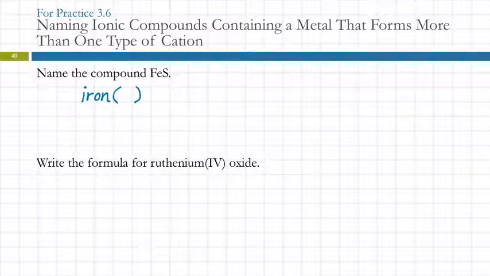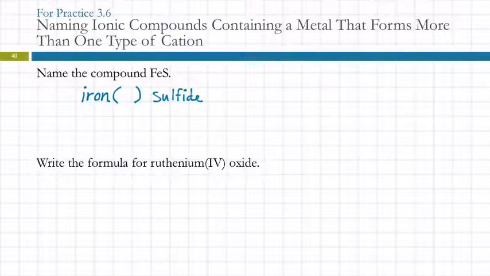Because in his family, there's more than one named iron. And so we need the Roman numeral to tell us, are we talking about the dad or the son, the grandpa? Who is this? How do we name the ion that sulfur forms? Sulfide. So there we have most of the name. We're just missing the Roman numeral.